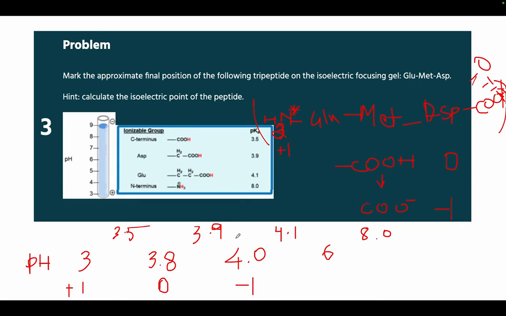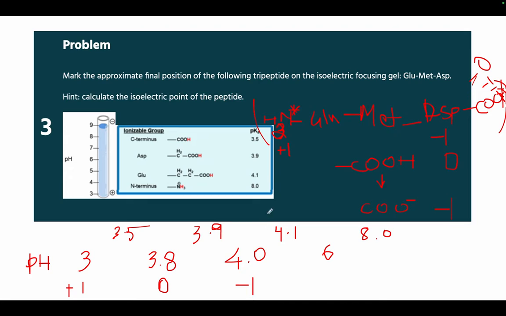Again, if we go to some pH after the second pK, let us say 4, because 4 is more than 3.9, that means even this aspartate side group will start losing its hydrogen, and even this will acquire a -1 charge. So now the overall charge would be -2, +1, which is -1. So overall charge will be -1 only over here.